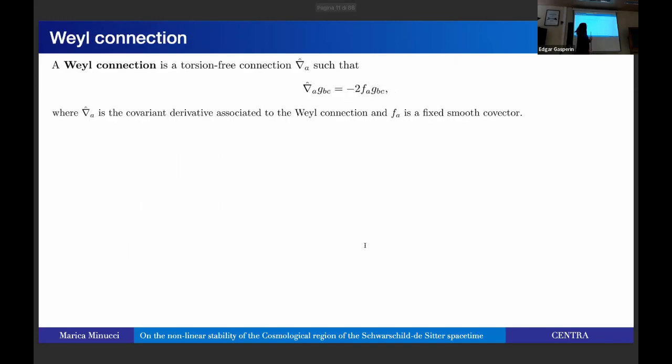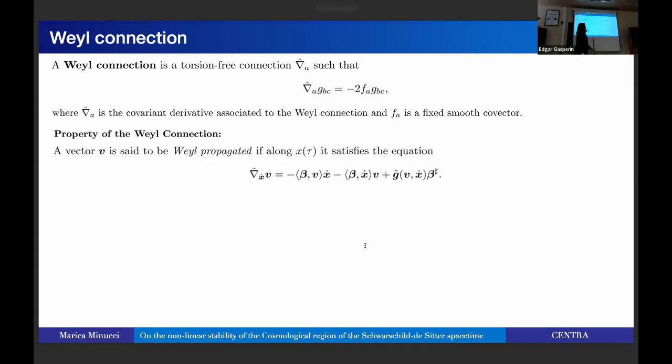The other reason we are interested in these curves is that they can be paired with a Weyl connection. A Weyl connection is an unusual connection, which is torsion-free but non-metric. The relation defining the Weyl connection is the following, where F is a fixed covector, and from now on every time you see a hat symbol, it means the quantity is written in terms of this connection. With a Weyl connection comes a Weyl propagation equation. If you want to propagate a frame along the conformal geodesics, you need a suitable propagation equation, and it is provided by the following equation. This equation will be useful in the following.